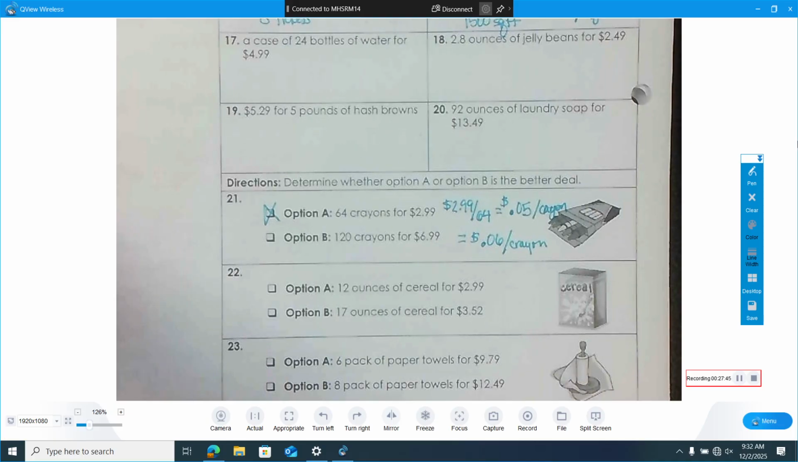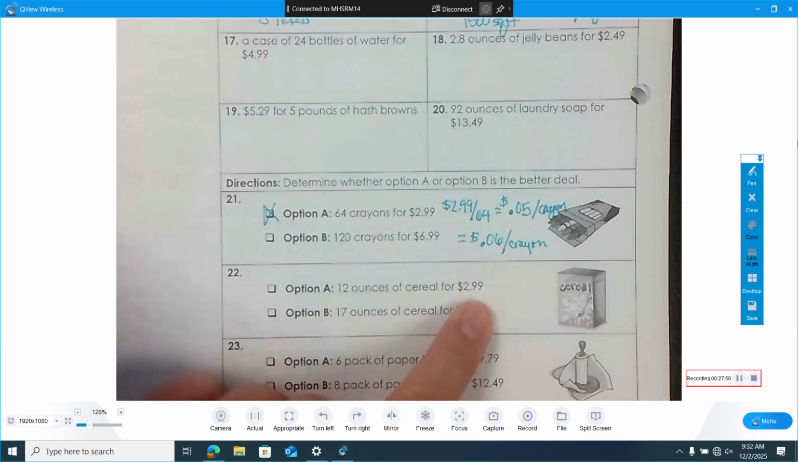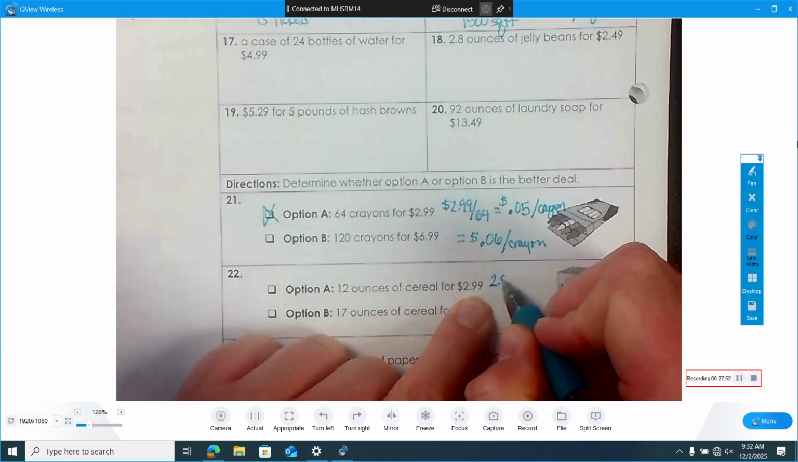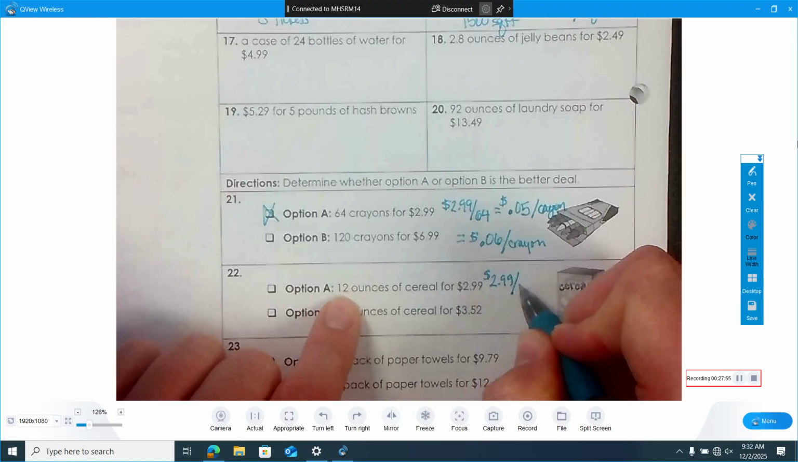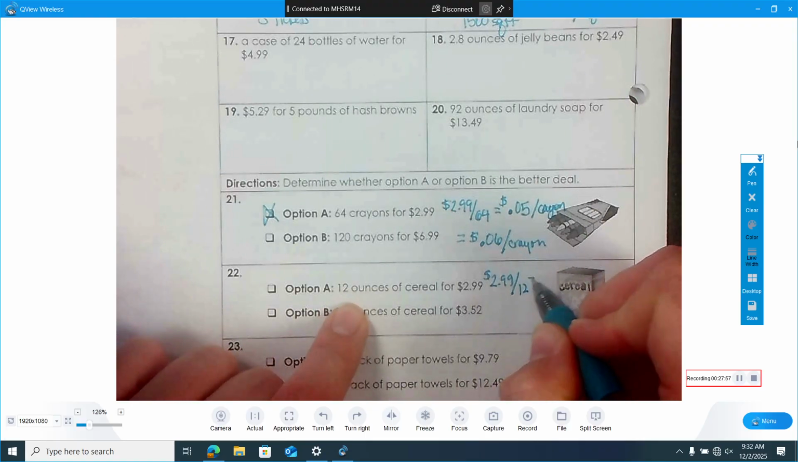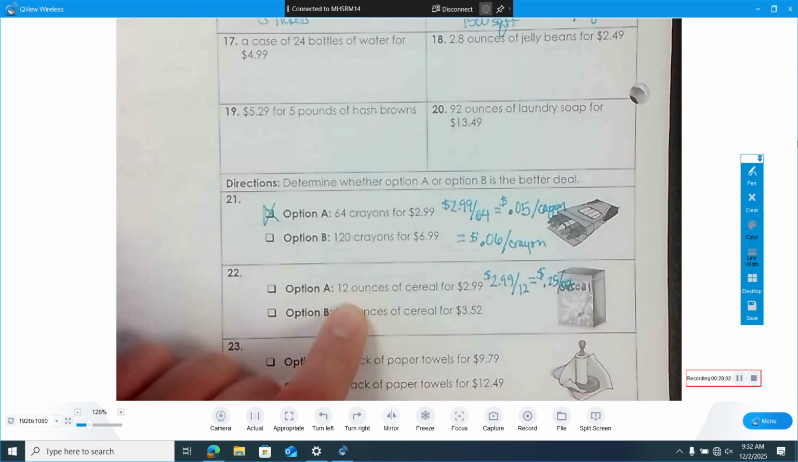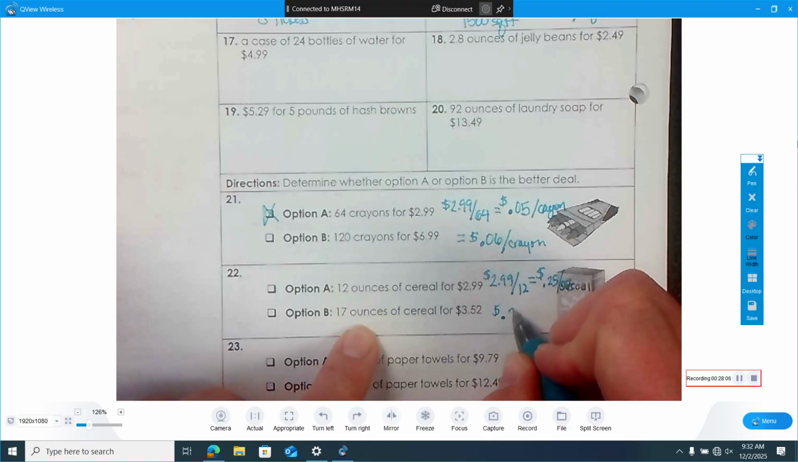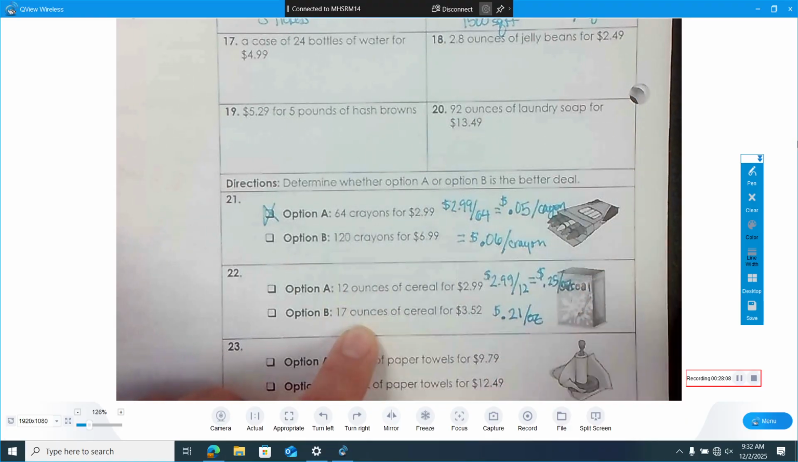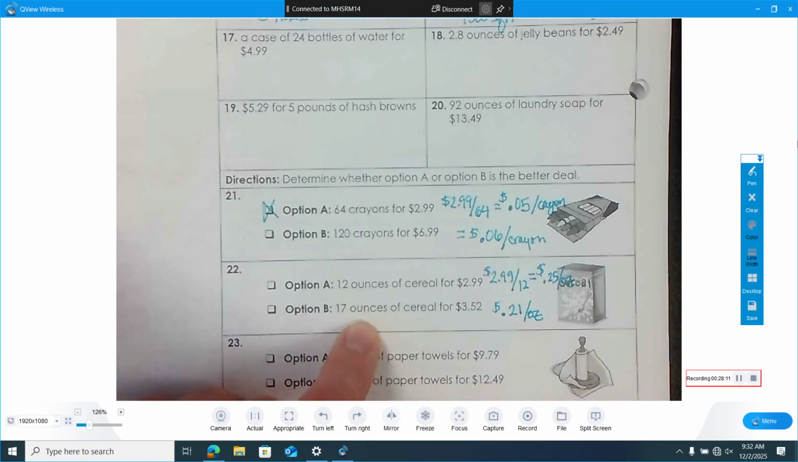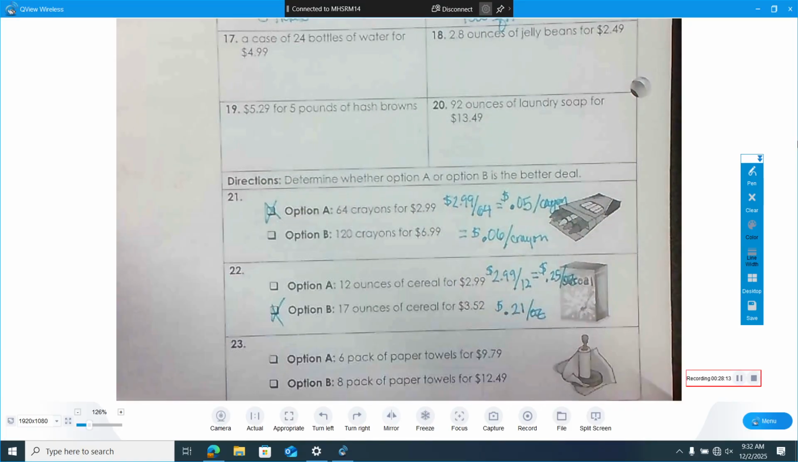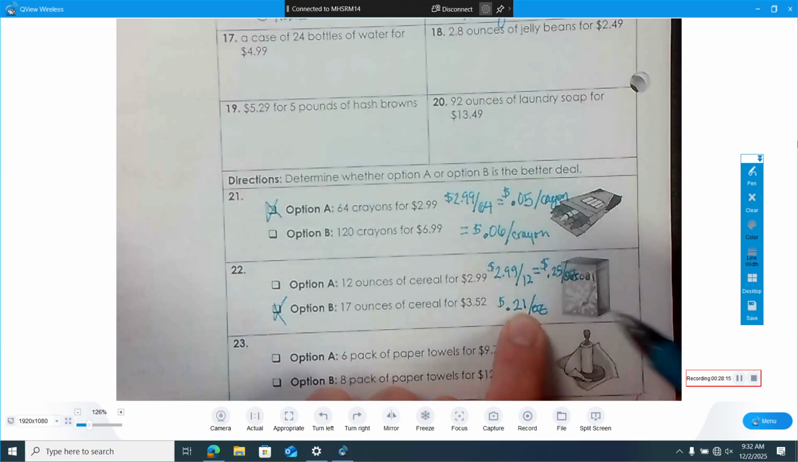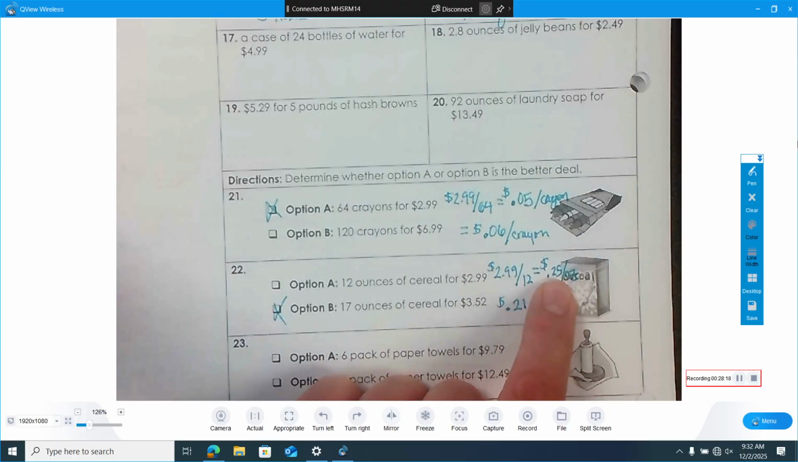All right. Number 22. Again, we put the money on top. So we got $2.99 per 12 ounces. And that turns out to be 0.25 cents per ounce. And option B turns out to be 21 cents per ounce. Which one's the better bargain? Option B, again, because it's less money, 21 cents as opposed to 25 cents.